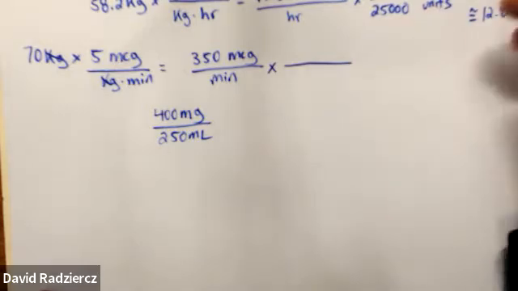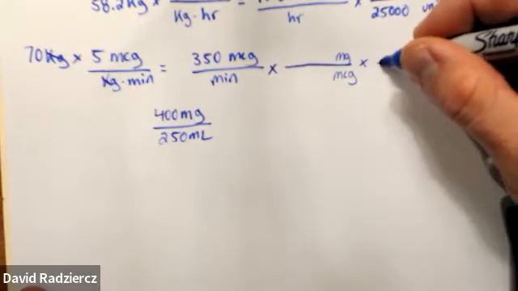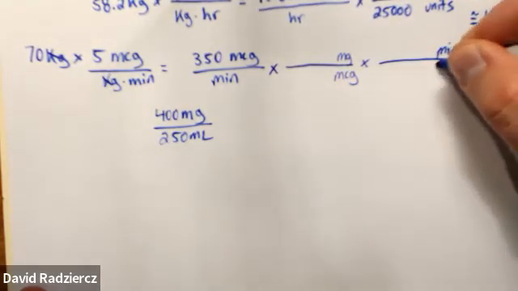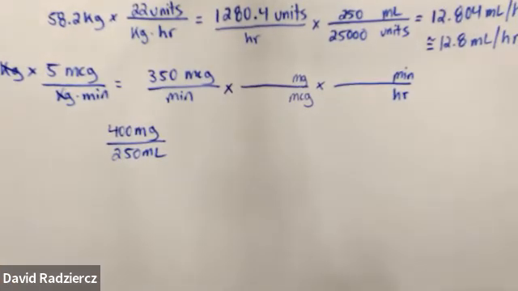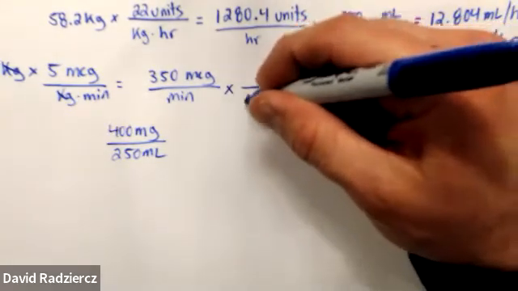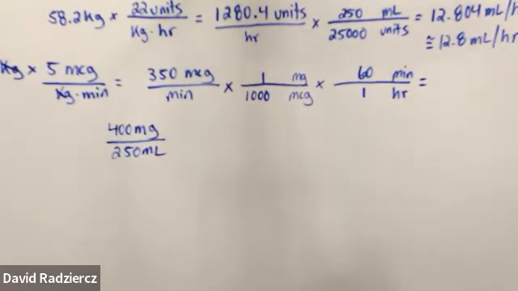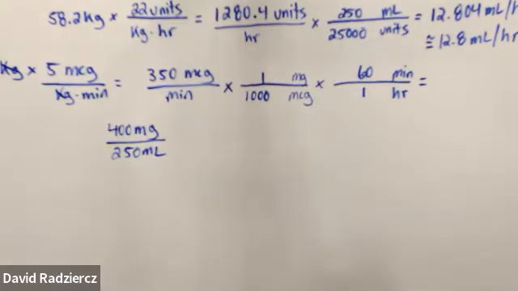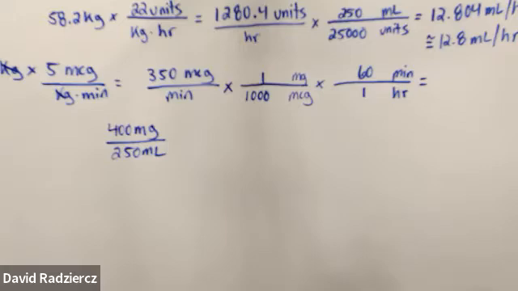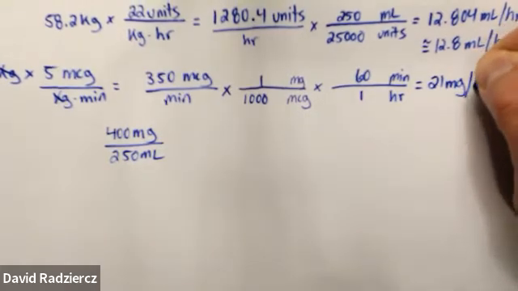And I'm actually going to do 2 conversions here. I'm going to convert micrograms to milligrams, and I'm going to convert minutes to hours. So I'm just going to do that all in one step, just because it'll give me a nice big number to work with, or bigger number if I keep it small. So we know that there's 1,000 micrograms in a milligram, and we know that there's 60 minutes in an hour. And so I'm just going to multiply across the top, divide by the bottom. I think I get 21, but let me just double check. 350 times 60 divided by 1,000. Yeah, 21. And then this will be 21 milligrams per hour.